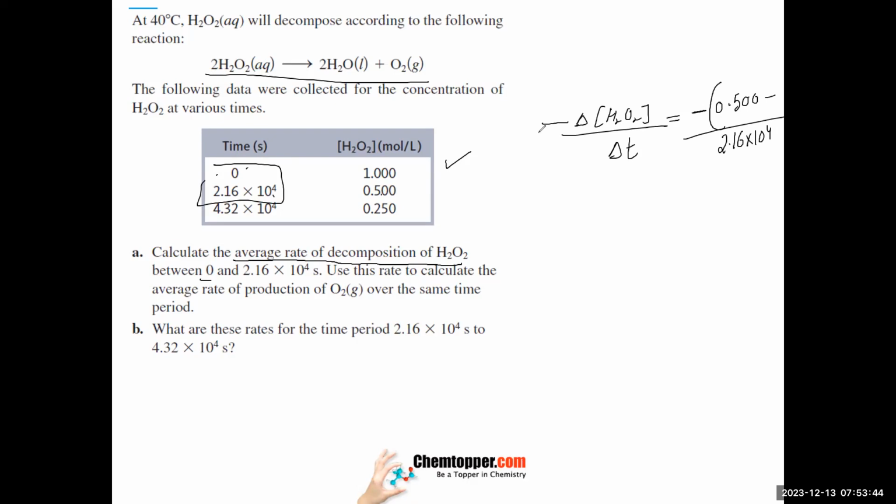Is it okay? And units will be molar per second. So what's the answer? The answer will be positive. See here, that's why we put a minus here. The answer is 0.5 divided by 2.16 times 10 raised to power 4 molar per second. You can solve it. This A part is done.